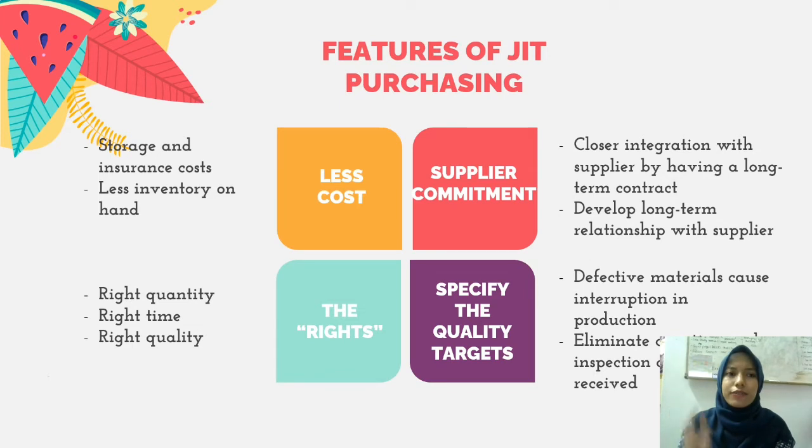Then, it focuses on the quality of raw materials, since most firms want to reduce or eliminate any defective material that can cause interruptions in production. This is to reduce the activity of inspection or counting of the materials received. And lastly is the rights. So JIT is to ensure that they have the right quantity, right time, and the right quality of raw materials in their production.